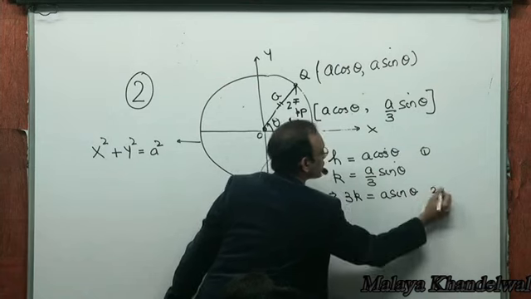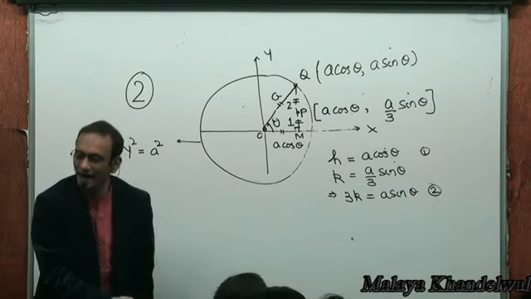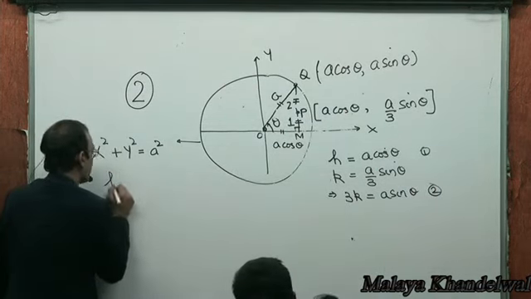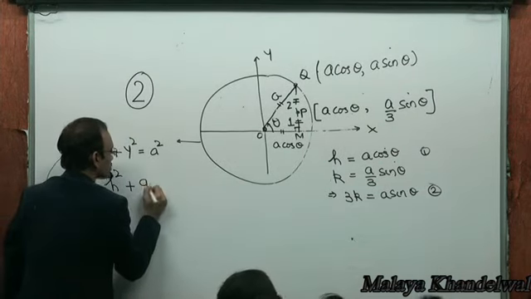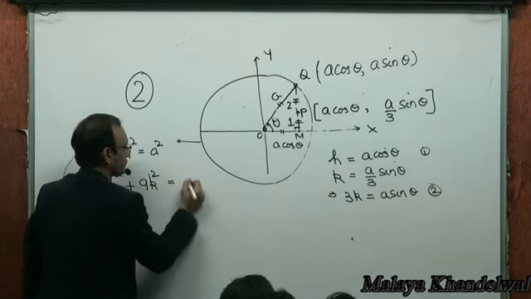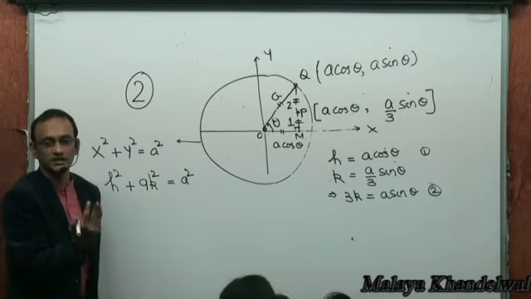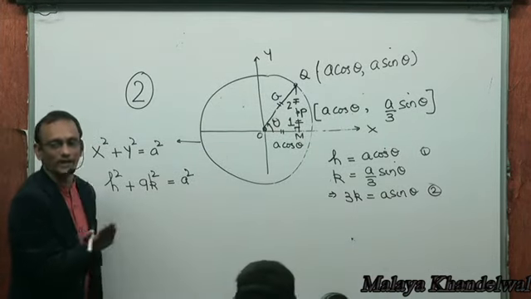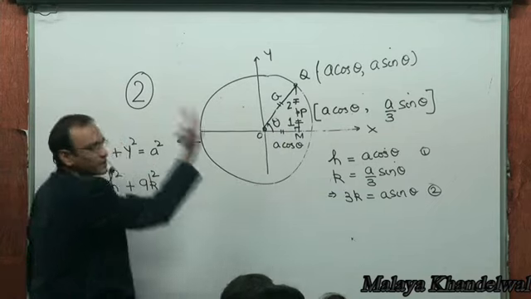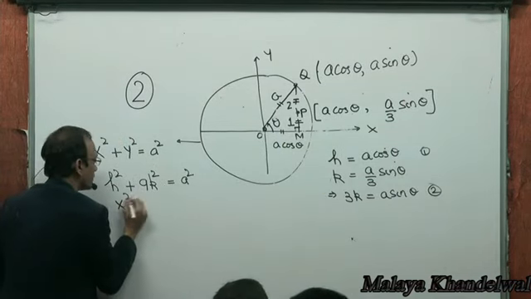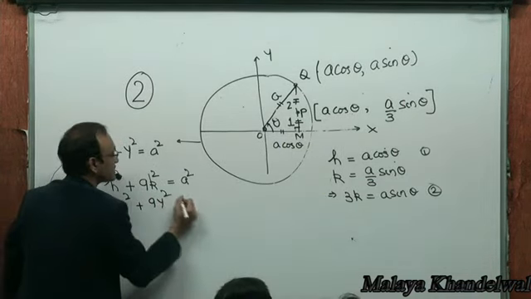Look at this equation, all that you need to do is square and add. So if you square and add, h squared plus 9k squared is a squared. And then generalize this. Replace h by x and k by y to get the locus of this moving point P while theta is varied, right? So x squared plus 9y squared is a squared.